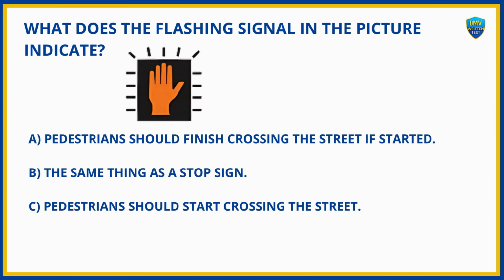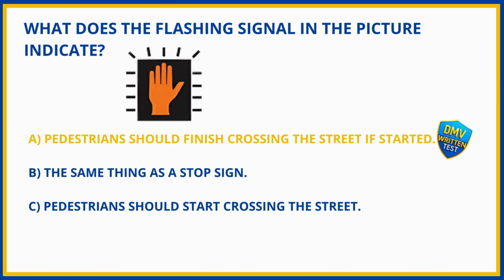What does the flashing signal in the picture indicate? A. Pedestrians should finish crossing the street if started. B. The same thing as a stop sign. C. Pedestrians should start crossing the street. And the answer is A. Pedestrians should finish crossing the street if started.